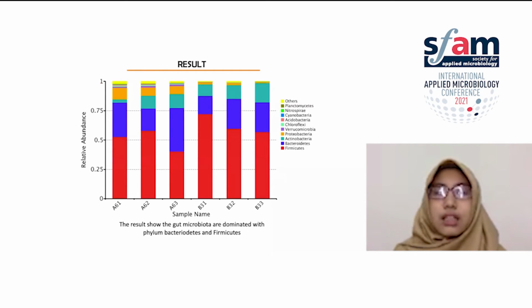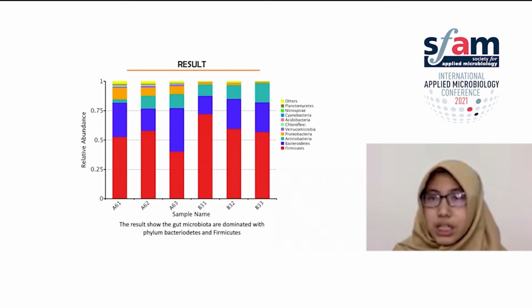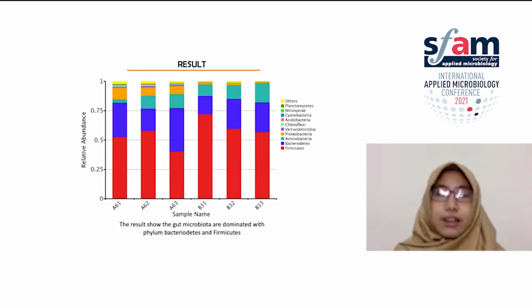This is the result showing the relative abundance at the phyla level of the samples. There are 6 samples in this slide, 3 from group A and 3 from group B. Group A indicates the glucomannan porang jelly treatment, while B indicates the placebo group. The results show that for all samples, gut microbiota are dominated by the phyla Bacteroidetes and Firmicutes.